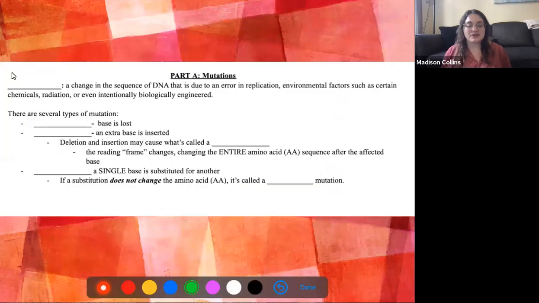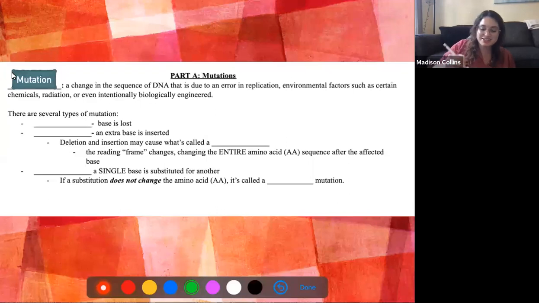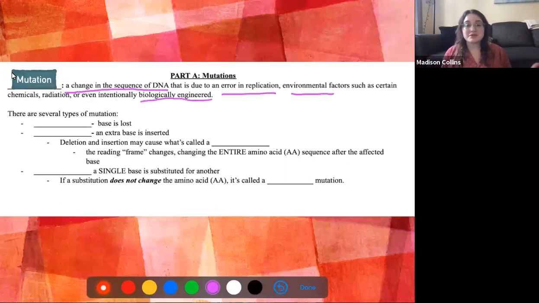Right. So the very first thing we need to do today, well, I guess it's now the second thing after your do now, is run over some vocabulary words we need to know about mutations. So I'm sure you'll be shocked to find out that the very first word I want you guys to write down is mutation. So mutation is a change in the sequence of DNA that is due to an error in replication, environmental factors such as certain chemicals or radiation, or even intentionally biologically engineered. So sometimes mutations happen just because our DNA polymerase makes a mistake, right?